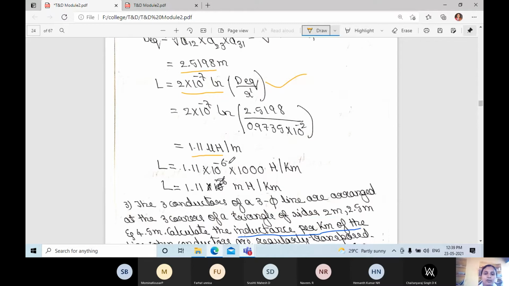1.11 into 10 to the power of minus 6. We want it in terms of per kilometer, so multiply by 1000. Henry per kilometer, so you will get L equal to 1.11 milli Henry per kilometer.